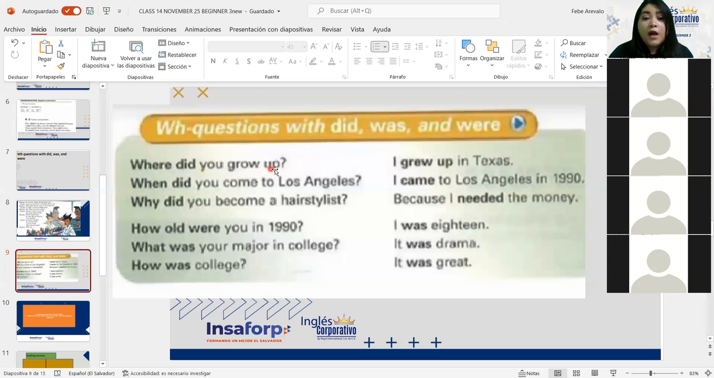Where did you grow up? Como tengo mi auxiliary, no necesito cambiar el verb. Where did you grow up? I grew up in Texas. Ya cuando voy a contestar, sí cambio mi verb, porque no tengo ningún auxiliary para afirmativo.